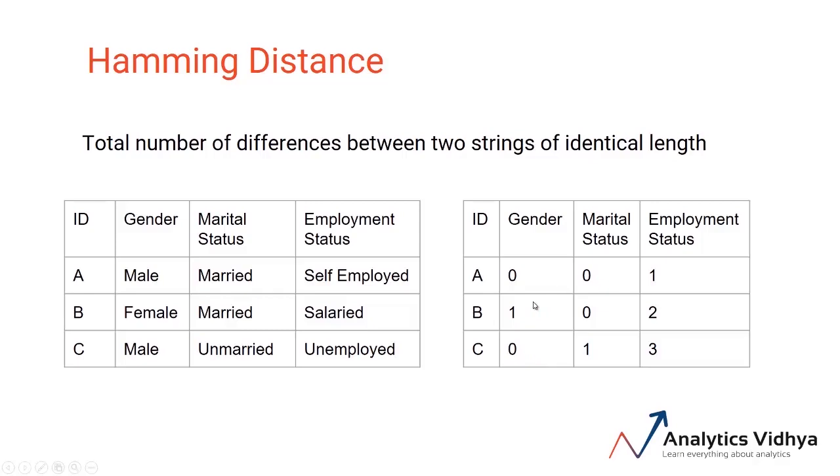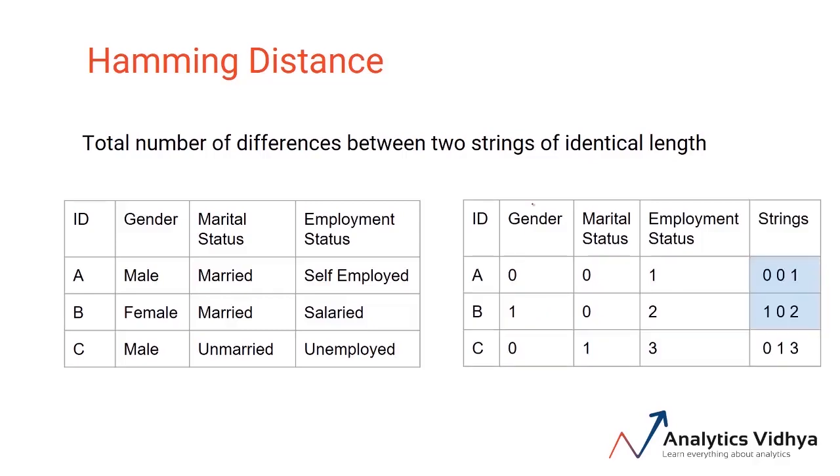So if I look at it in this case, we can say that the string for A is 001 and string for B is 102, and similarly for C it's 013. Now in this case, when we compare A and B, how many values in this string changed? So the 0 changed, yes. This value, no. And this value again, yes. So the distance between A and B will be 2.